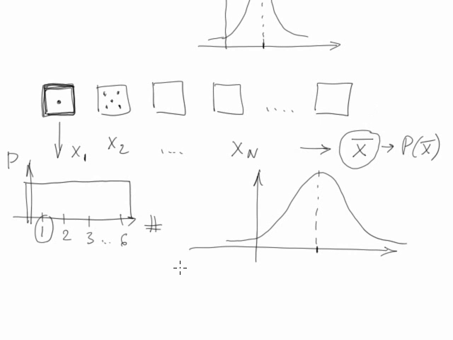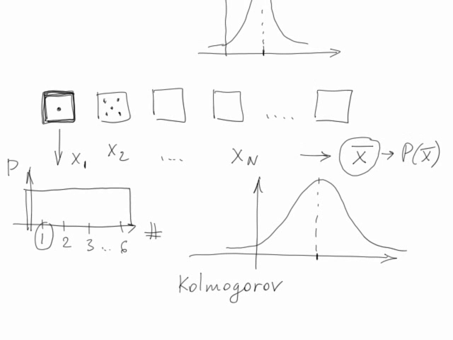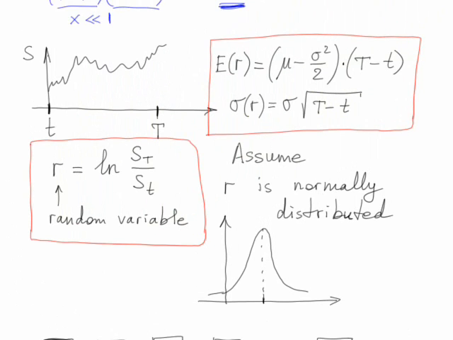I believe it was proven by Kolmogorov, and so this is a very non-trivial and important result. And now returning to why I say that for the return on the stock we get a normal distribution or Gaussian distribution.